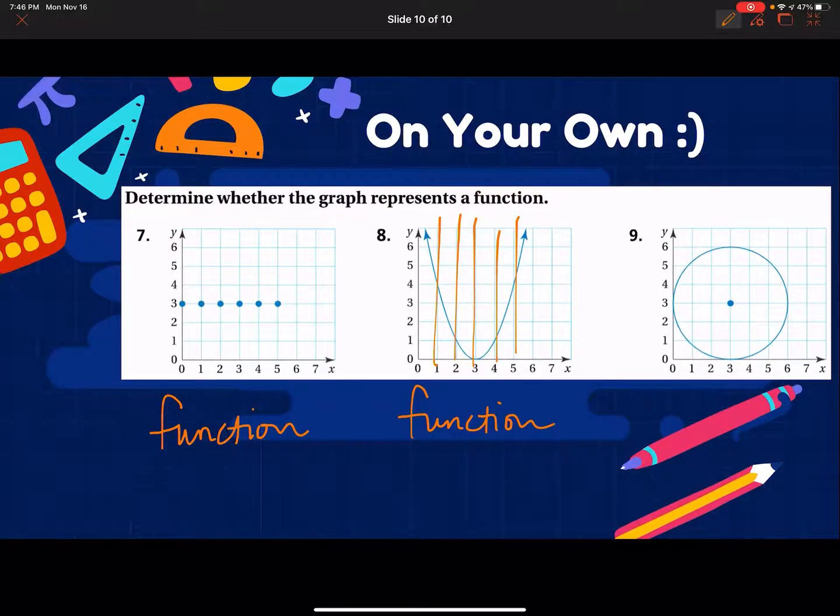And in the last one, if I were to think of a vertical line, I'd have a point there and a point there where it crosses, just that first vertical line. So we have not a function in number 9.